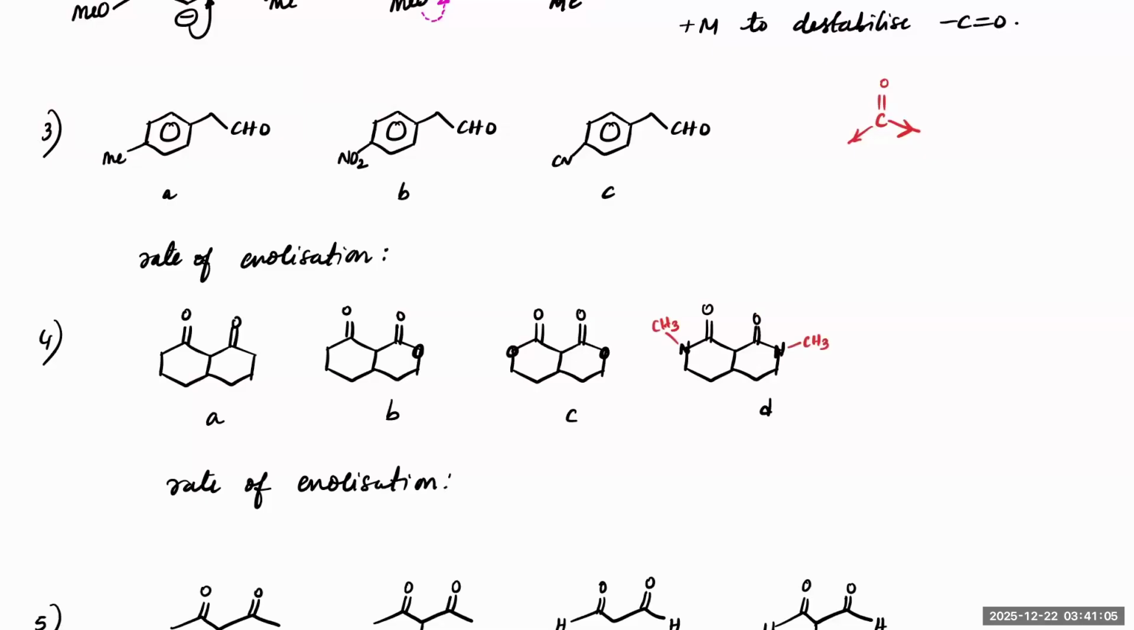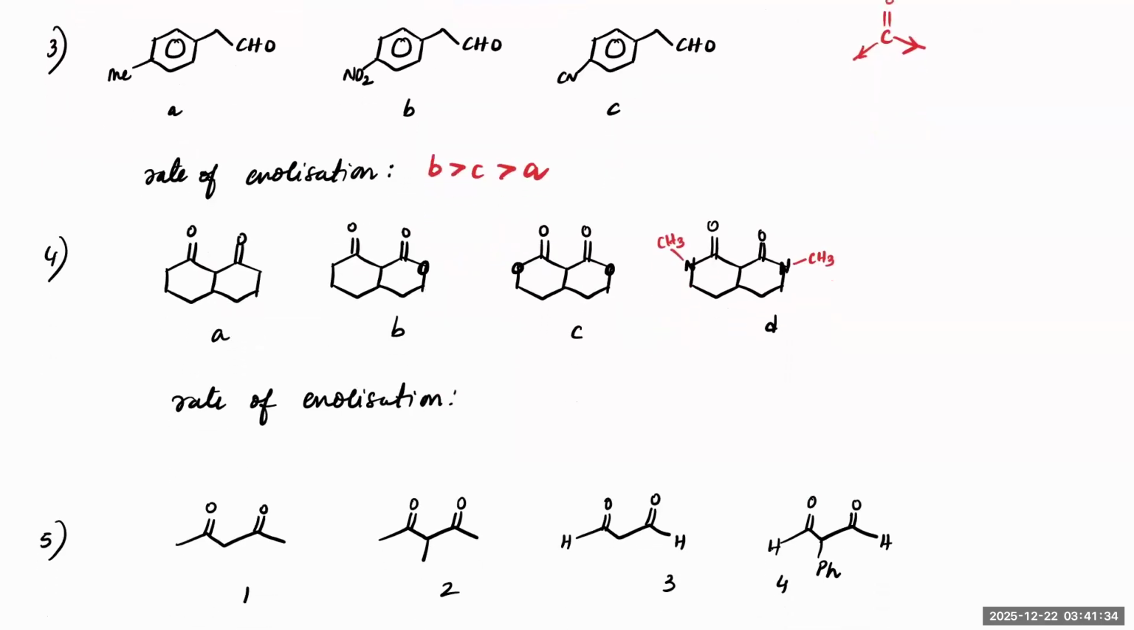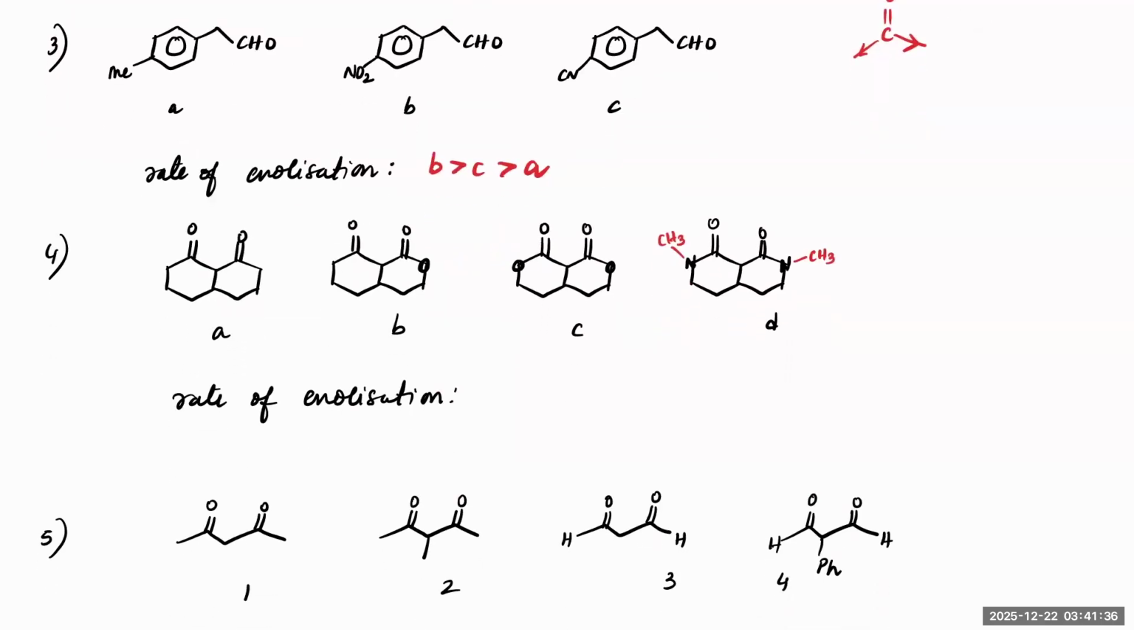Next, please check out the third one, rate of enolization. Okay. If extended conjugation is there or more withdrawing groups are there, that will always help. Donating groups are destabilizing, so tautomerism becomes weak. So you can see NO2 is strongly withdrawing here. NO2 is strongly withdrawing. Methyl is supporting, while cyanide is also strongly withdrawing. So which makes B greater than C greater than A. Check out the fourth one.